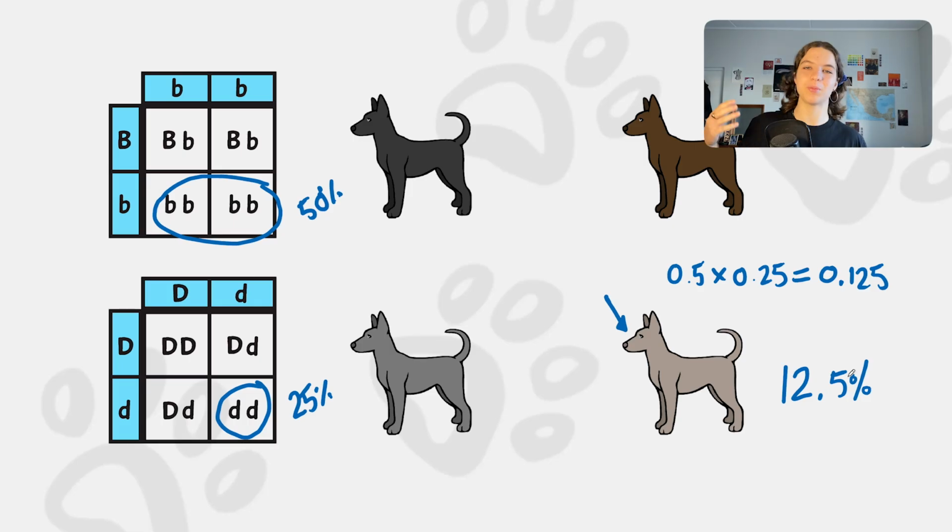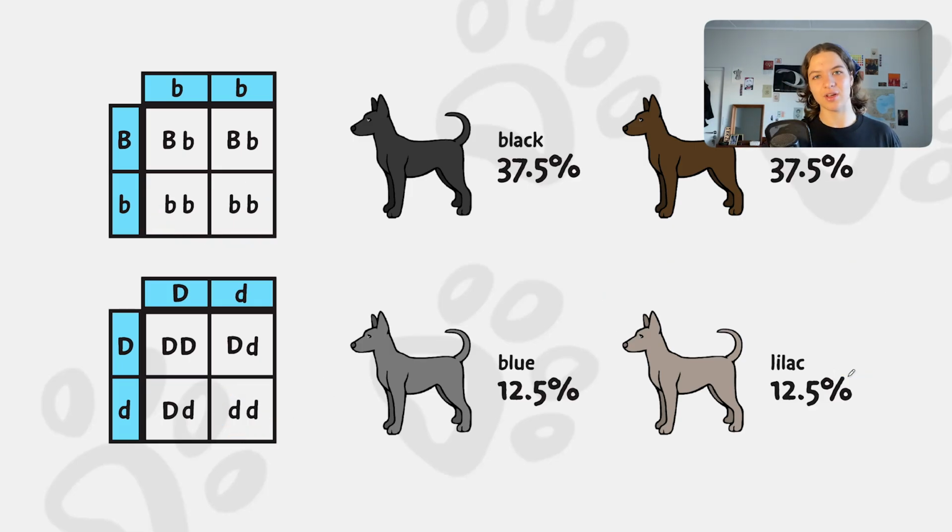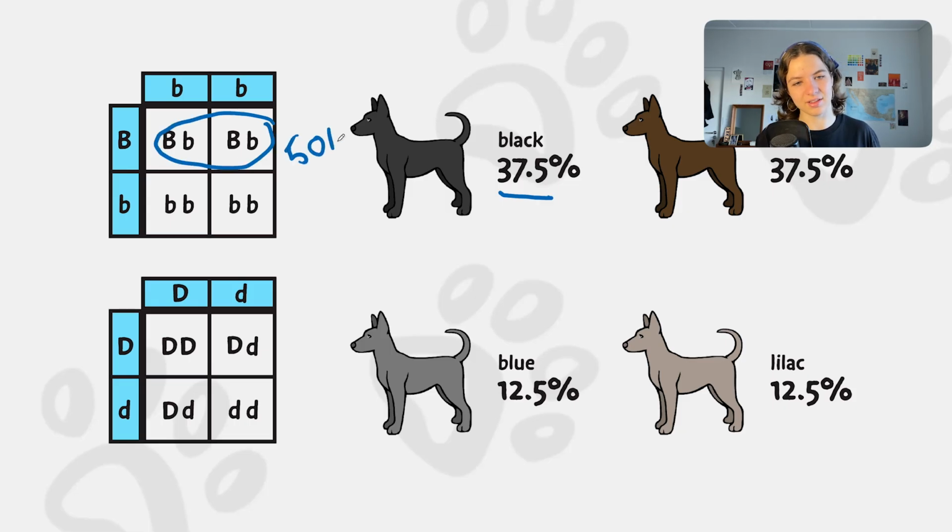If we repeat this process with the rest of the colors, we get this. This 37.5% might seem like a really weird number, but it's just by doing what we just did. It's simply this 50% chance that the coat will be black multiplied by this 75% chance that the coat will not be diluted. And that's where we get that number from. I hope that makes sense.